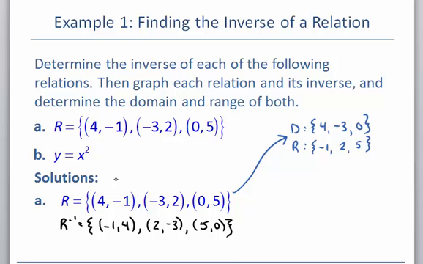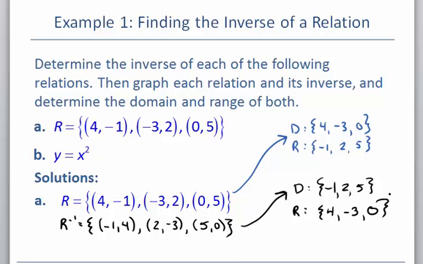Let's consider the domain and the range for the inverse. Again, the domain is the set of x values. So we have -1, 2, and 5. And for the range, we have the y values. So we have 4, -3, and 0.